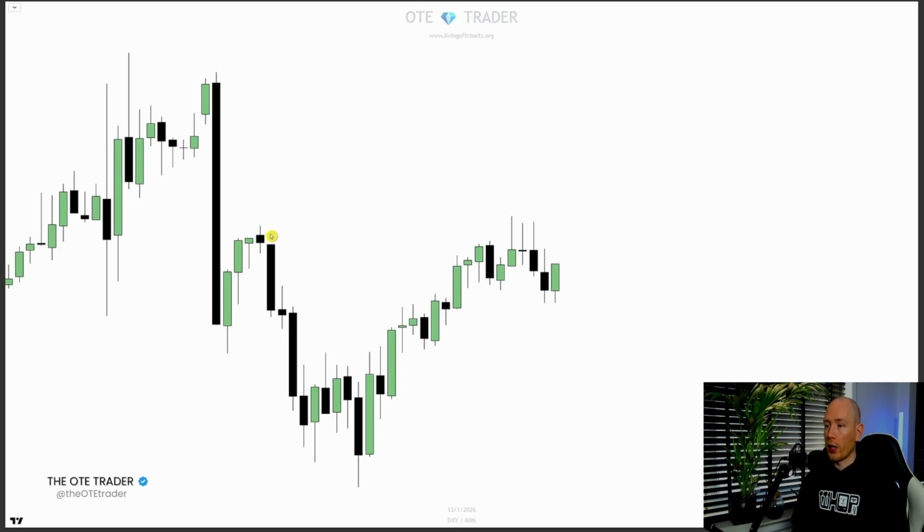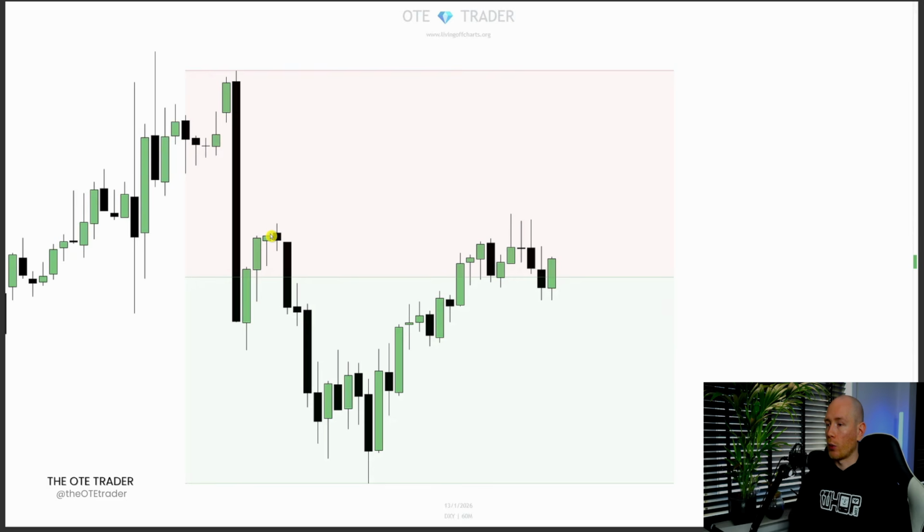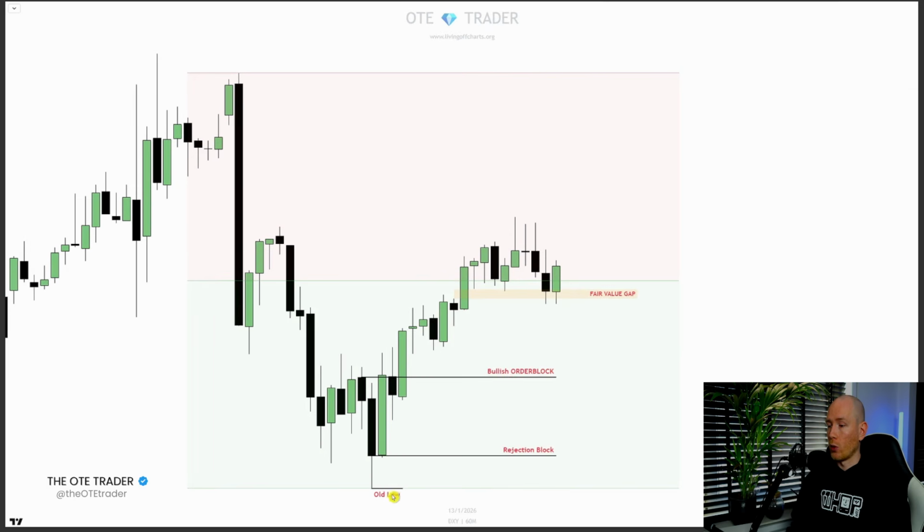Right, let's go over a bullish range example. This is the DXY chart from 13th of January, so that's yesterday. And if we start off blank and mark out our premium and discount, obviously we're working within this range over here. Now if we mark out the bullish arrays, which I've done over here, we always start off with an old low and a rejection block, right? These are always attached. And then we got that bullish order block, which is always attached to the rejection block and old low. We see a fair value gap here.